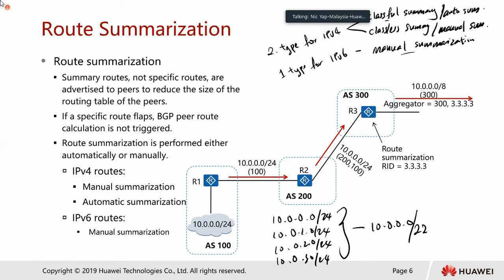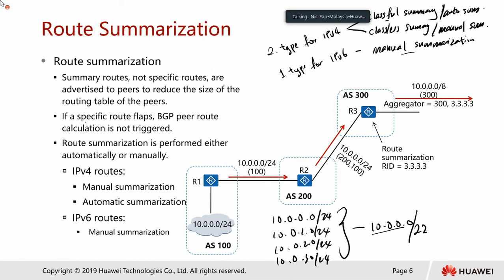It means that I will not give you the specifics. By sending this detail, I send 4. But when I send summarization, I only send 1. And this one covers the 4 addresses over here. So I'm going to reduce the routing tables of the peers. It's not my routing information. My routes are still the same. But when I send to the peers, it reduces the peers' routing tables, instead of reducing mine.